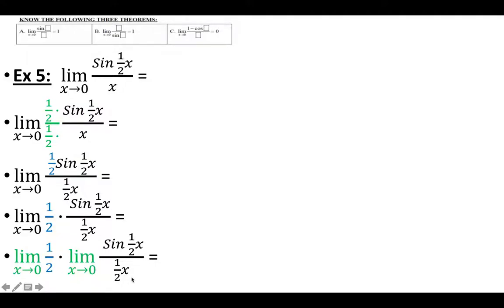Alright, so the limit of 1/2 gets pulled out. Then we have the limit as x approaches 0 of sine 1/2 x all over 1/2 x. This, by using this rule right here, is equivalent to 1. And then the limit as x approaches 0 of 1/2 is just going to give us 1/2. So 1/2 times 1 is 1/2. Alright, that's example 5. Let's keep going with this.